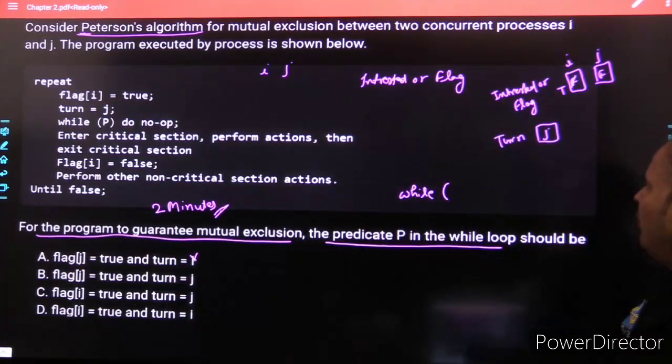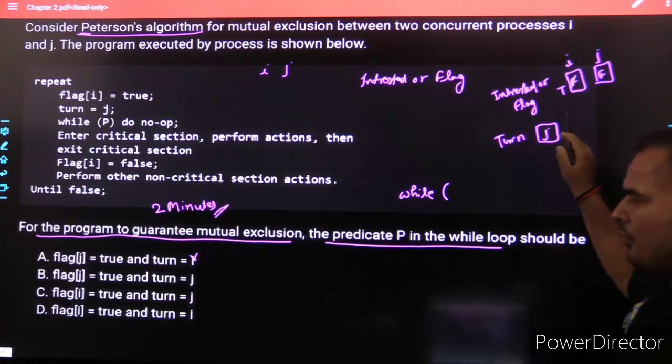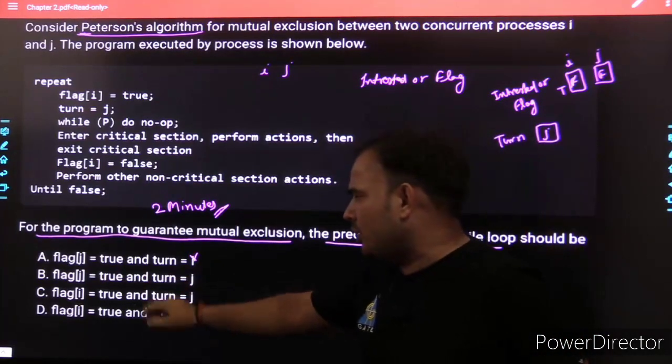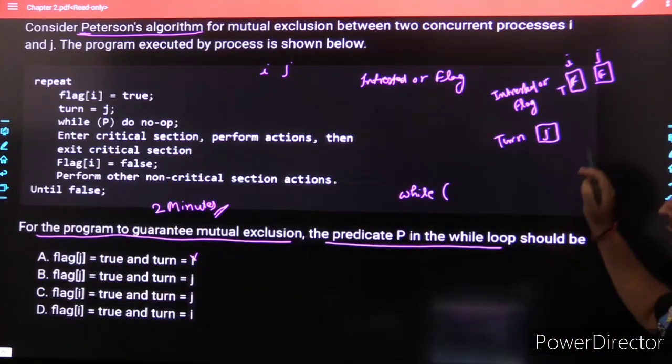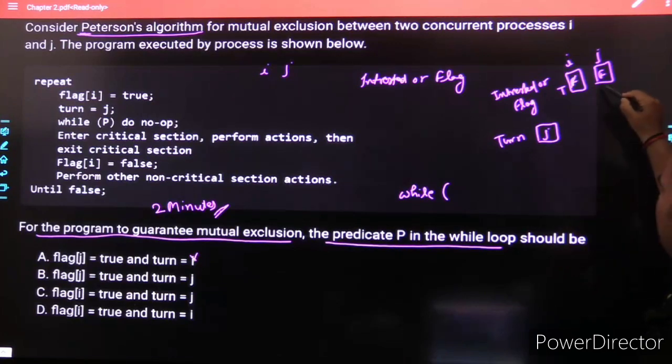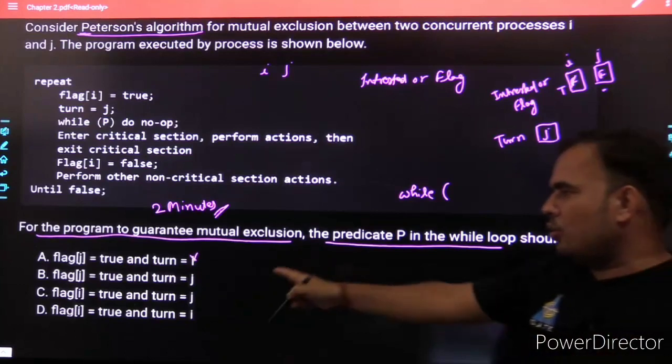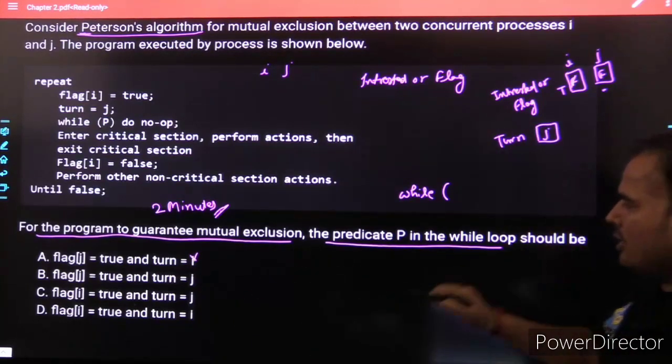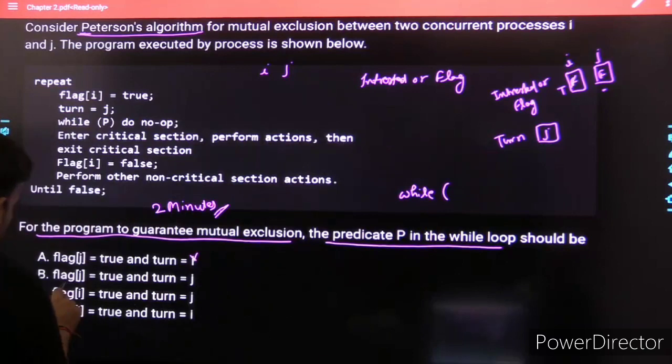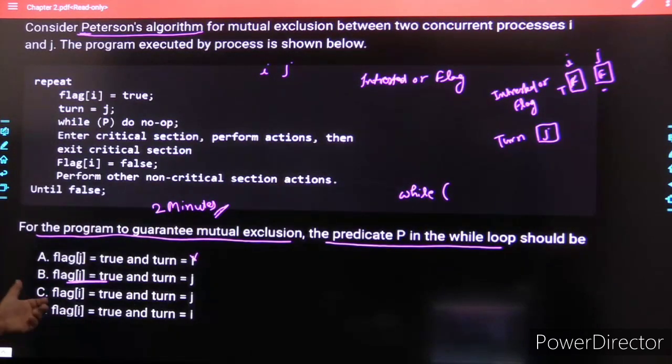Come to option B. Flag of j equal to true, and turn equal to j. Here flag of j is false. It is not true. So here one thing is false. It doesn't matter whether the other is true or false in the Peterson solution. When one condition is false, it breaks the while loop condition and it will enter into the critical section.